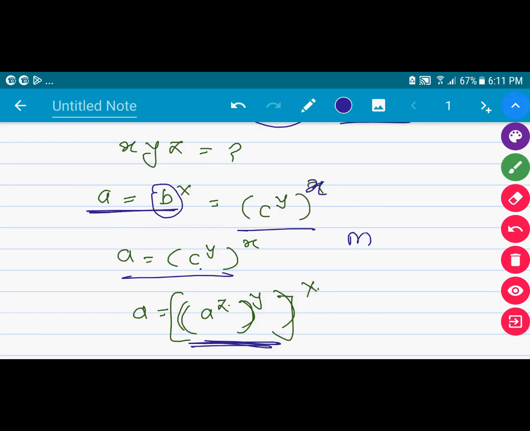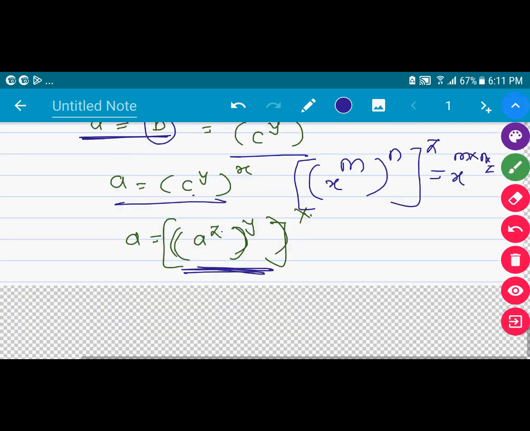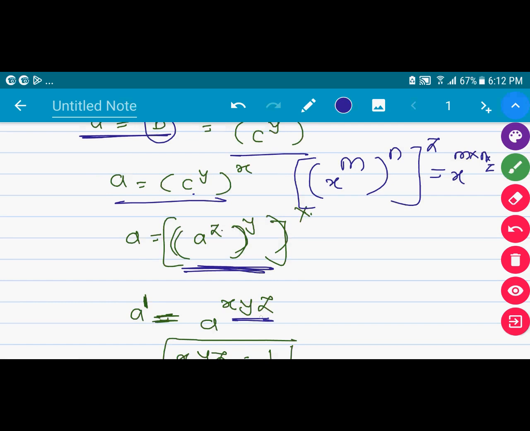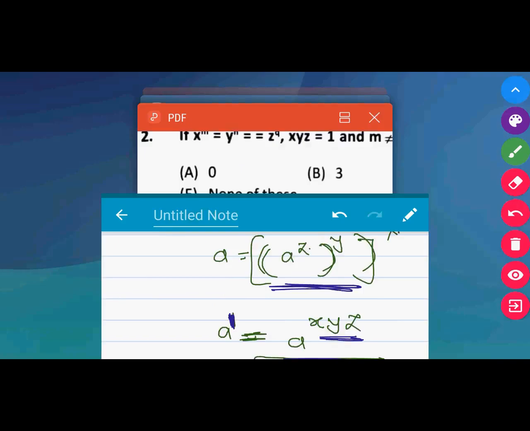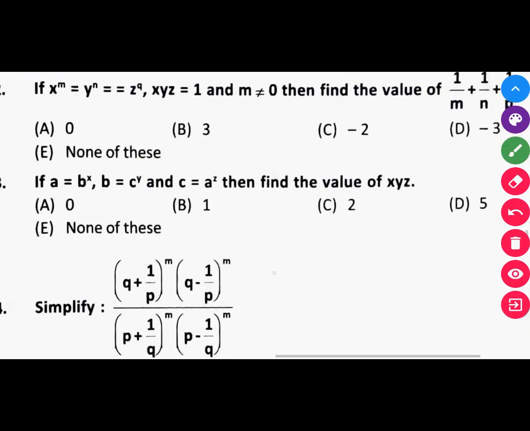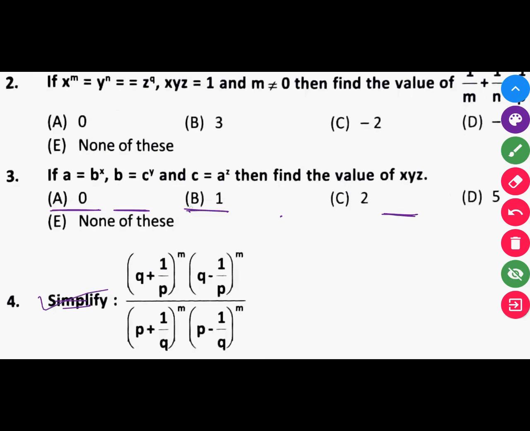And remember the exponents law. If x raised to m raised to n raised to z is there, we can do x raised to m n z, multiplication. So multiply it. So after multiplying, what does it become? a is equal to a raised to x y z. Here no power is written but 1 is there. So xyz is equal to 1. Now check whether the 1 is there in the answer or not. Yes, it is there. So our answer is option B.